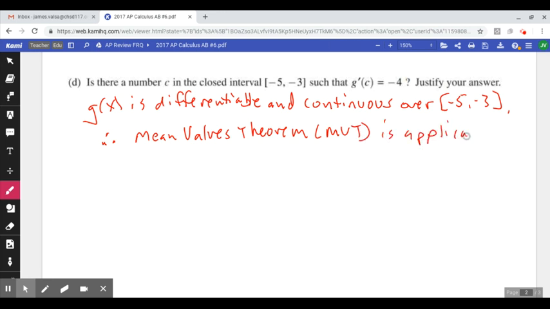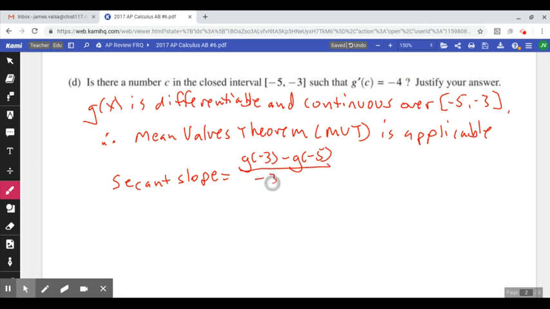So what does the mean value theorem say? Well, as long as that function is differentiable, continuous over the interval, the mean value theorem says that the secant slope between the endpoints, so I'll write that down here as g of negative 3 minus g of negative 5, that's the change in y over the change in x, so that'll be negative 3 minus negative 5. So if you can find that, then there's at least one x value. In this case, our x value is c. So there's at least one c where the slope of the tangent line is the same as the slope of the secant line.